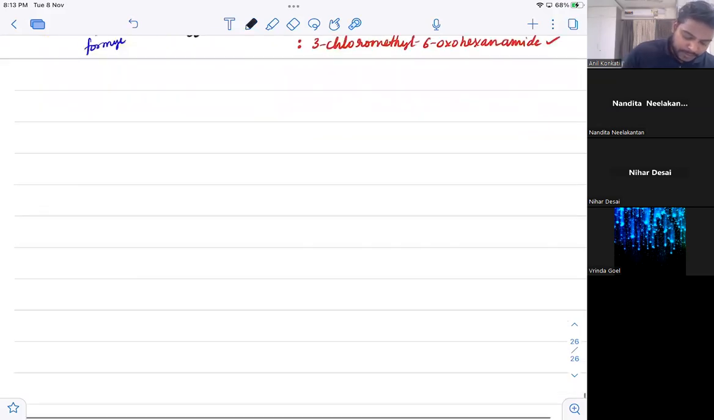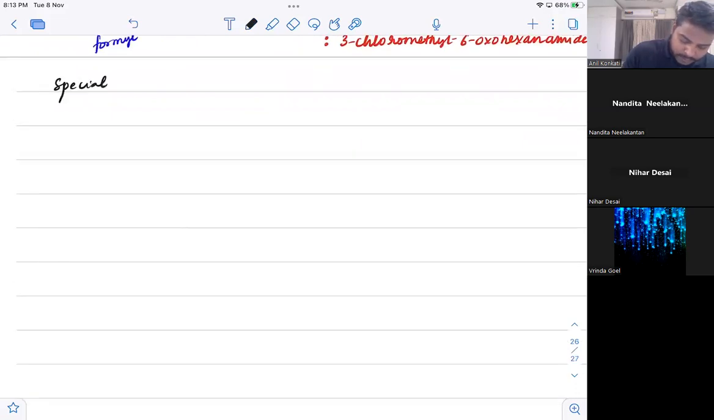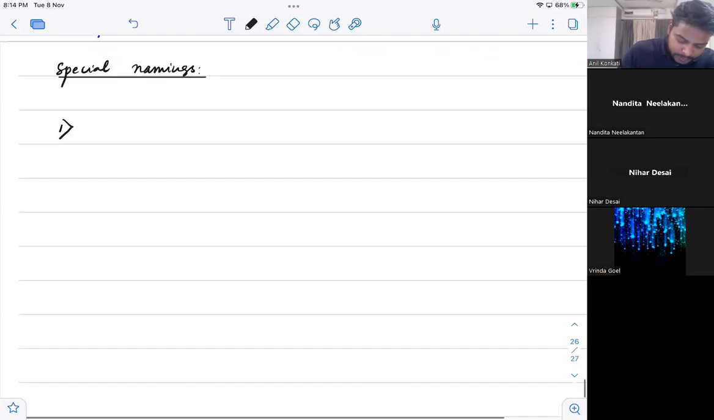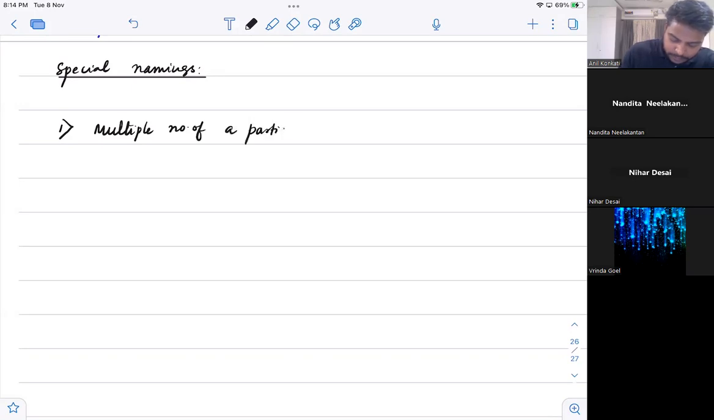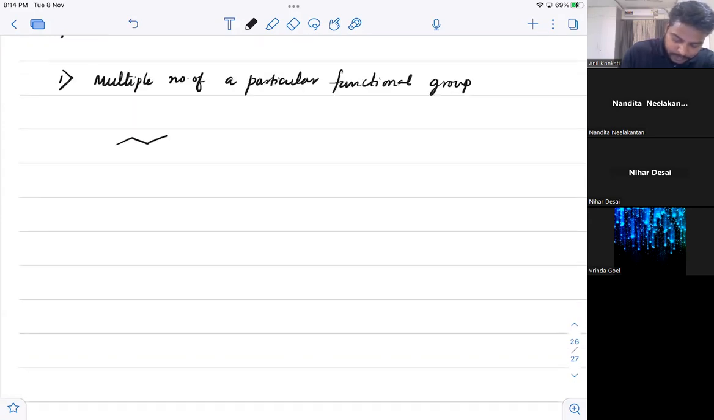Now, see some special groups. Special namings. The first special naming we will see is when you have multiple functional groups and you are not able to cover all of them. Sorry, let me tell you, a multiple number of a particular functional group. Which means, suppose I have COOH here and COOH here. I'm first taking this as an example, then I'll explain why the need for this new naming has arisen.